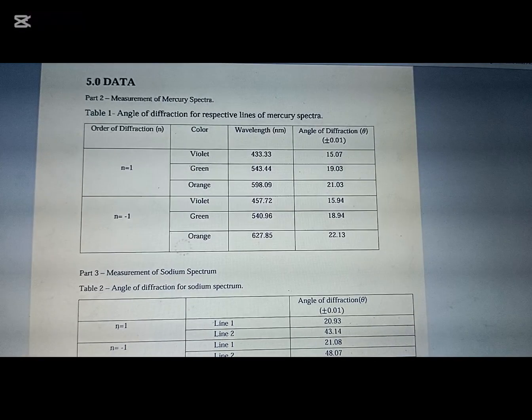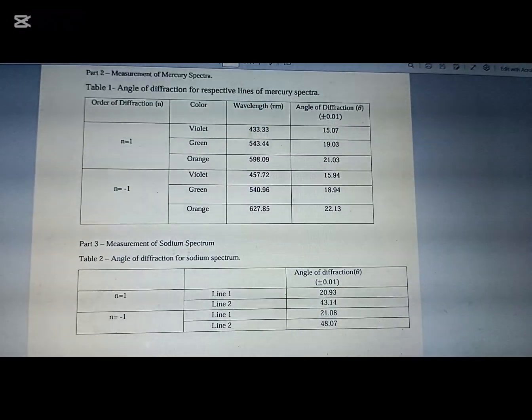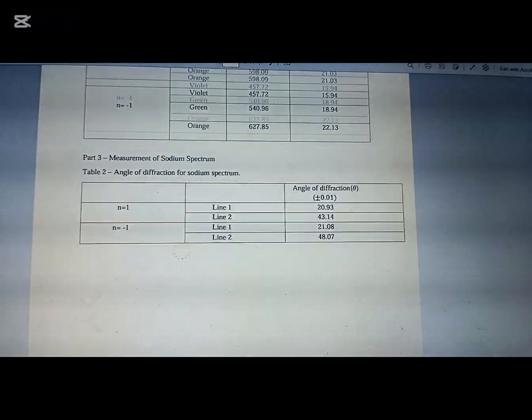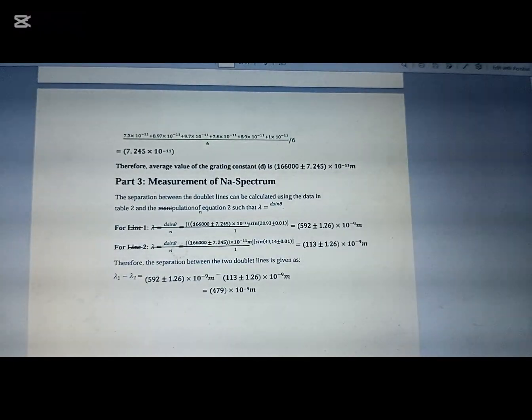After obtaining the theta values, we were able to proceed with the results. These are the data and the data analysis our group came up with. We were able to calculate the grating constant, which was 166,000 times 10 to the power negative 11, and the percentage error was 0.5%. The sodium bulb was used to calculate the separating distance between the two doublet lines, which came down to 479 times 10 to the power negative 9.